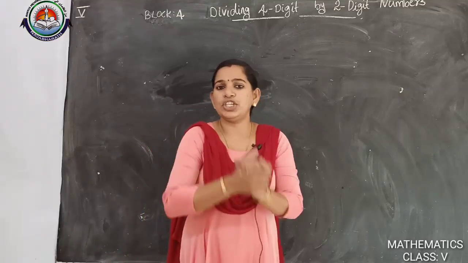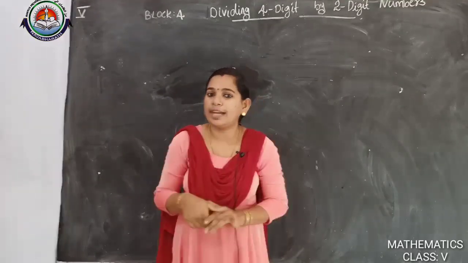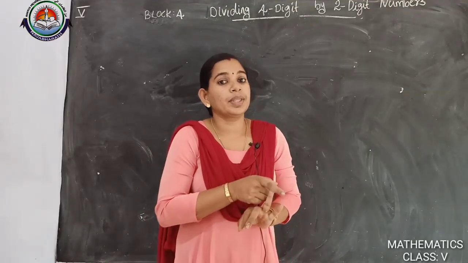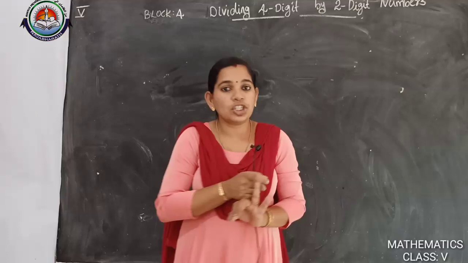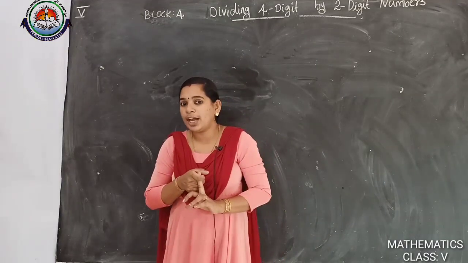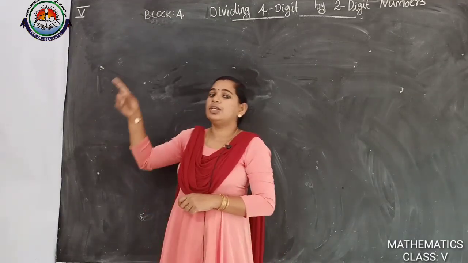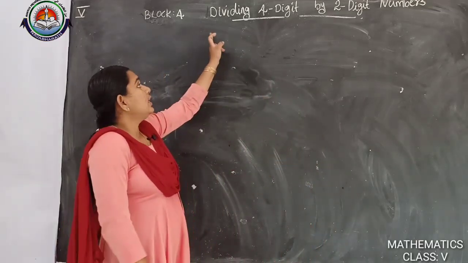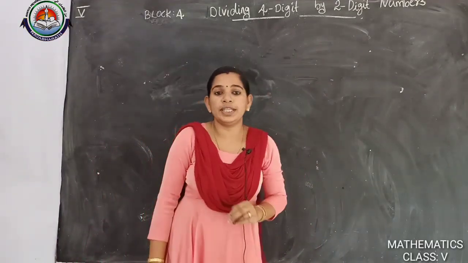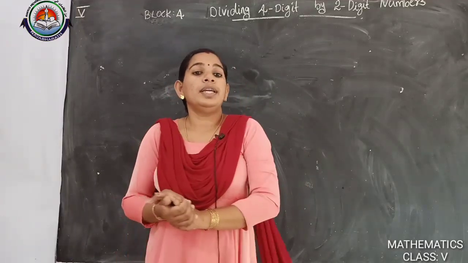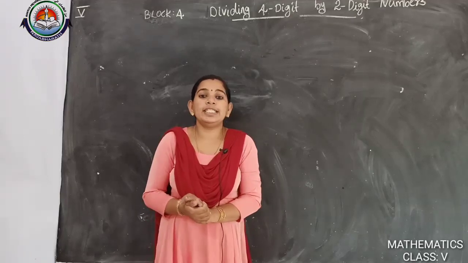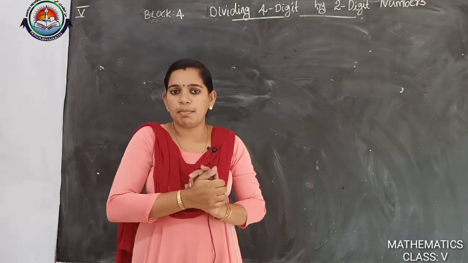Okay, we will finish 3 blocks. In the first block, we are discussing 7-digit numbers. Second block, we are discussing addition and subtraction. Then third block, we are discussing multiplication. So we reach the fourth block. What is the fourth block? Dividing 4-digit by 2-digit numbers. So in this block, we are discussing how to divide 4-digit numbers by 2-digit numbers.